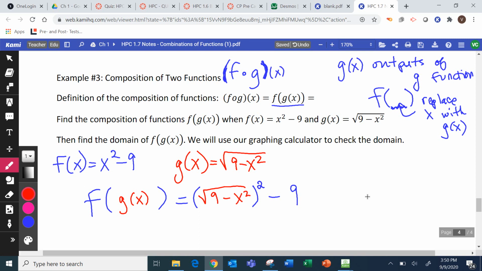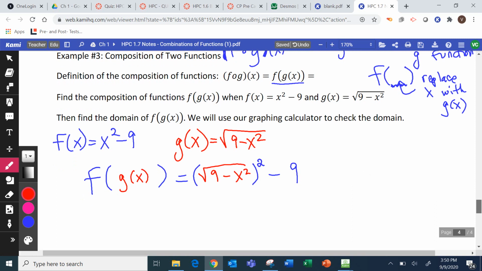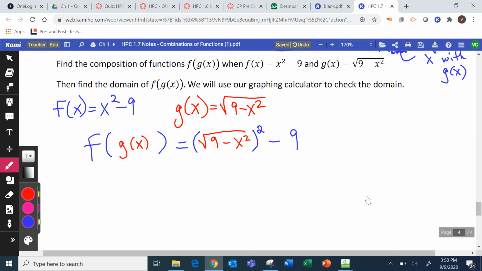And now we're going to simplify that. So if I have a square root and I'm squaring it, those are inverse operations, so I'm going to cancel those out. 9 minus x squared minus 9. And I'm going to combine my like terms and I get negative x squared. And we're going to find the domain of this function.